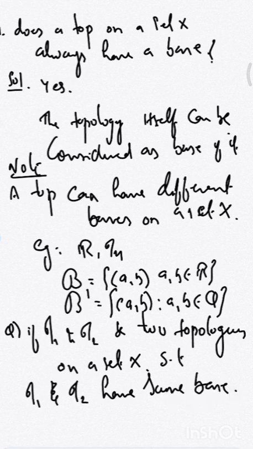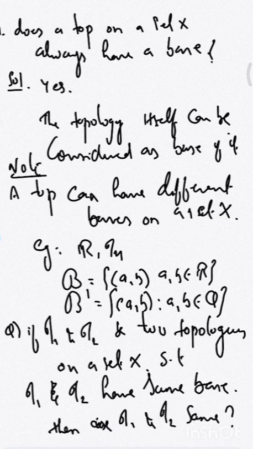Then what will happen to these two topologies Tau1 and Tau2? We can prove that then... are Tau1 and Tau2 the same? Yes. If two topologies on the same set have the same base, then those topologies will coincide. That means there exists only one topology with one common base. We will prove this result.